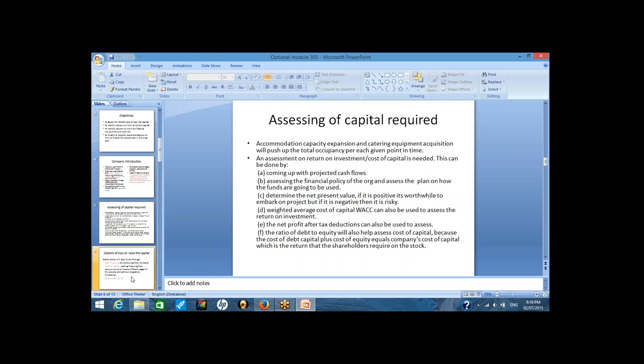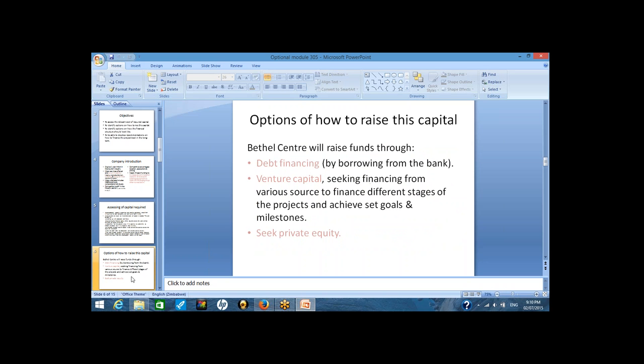On the option to raise the capital, Bethel, since it is still in its infancy, a lot of banks might not have confidence in the company and lend it some money. However, I'm looking at debt financing as the first major option, where for a start, in stages, we want to borrow about 50,000 to put up an extra dormitory or just buy extra tents that we can erect, since we've got enough space, and house our clients who require camping facilities in tents.